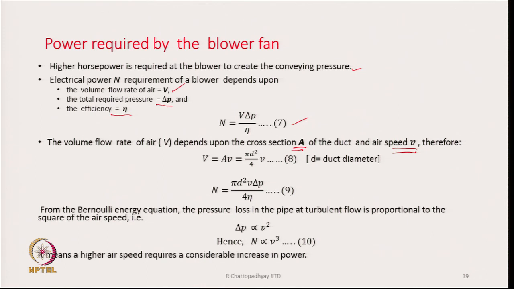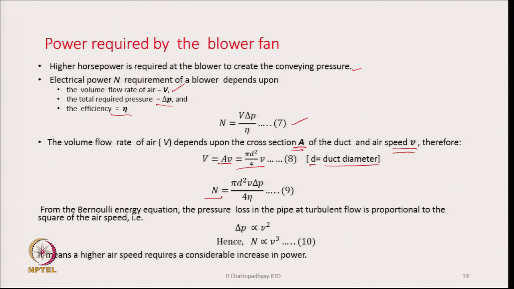So, capital V is a function of small v, air velocity, and the cross sectional area of the duct. So, capital V is A small v, which is pi d squared by 4 into v, where d is the duct diameter, and hence we replace capital V by this value, we get N equals pi d squared by 4 small v delta P by eta. So, equation 9 gives us how much power we require and how this power requirement is connected to different parameters.